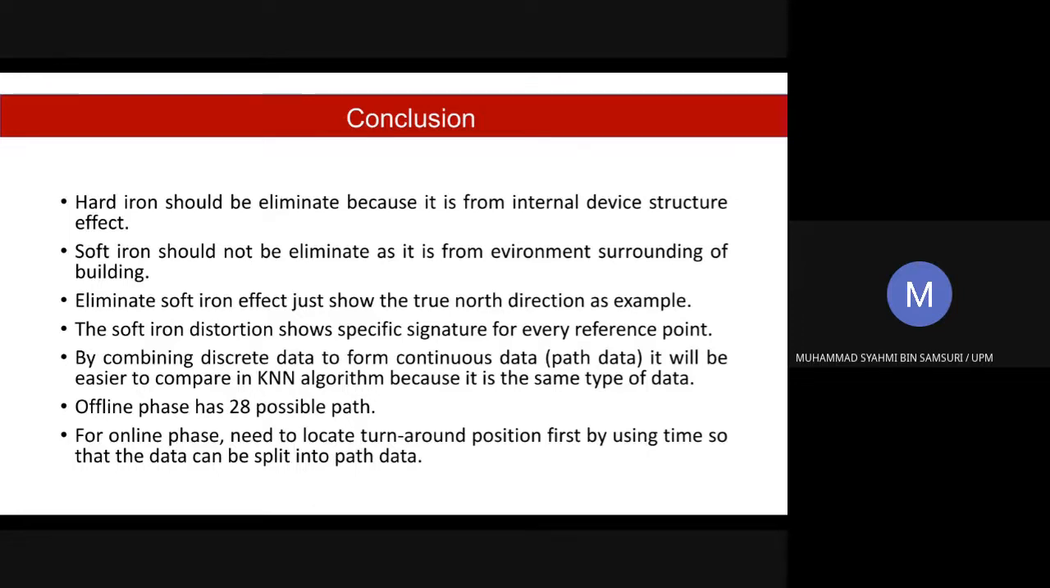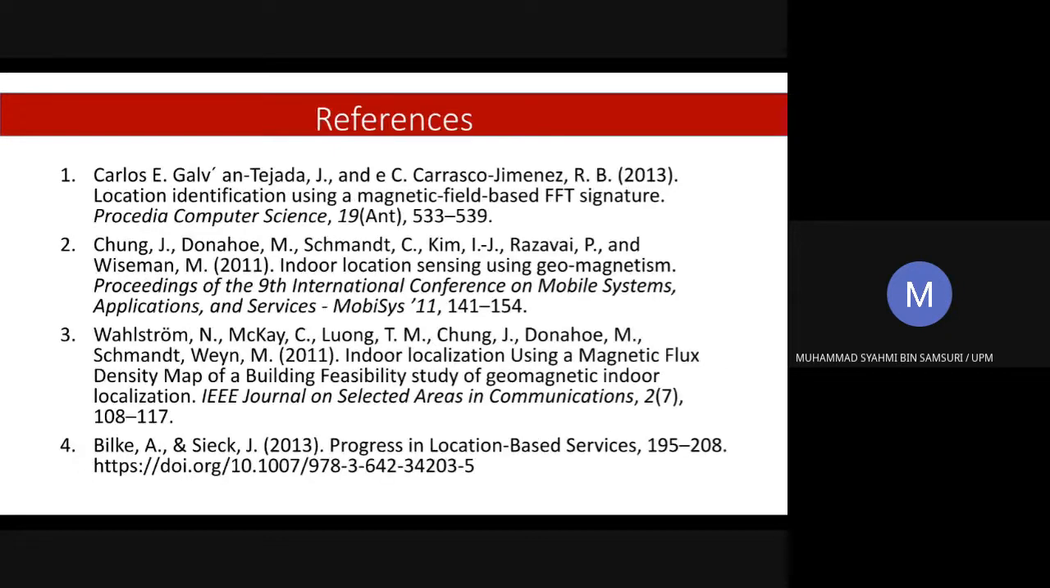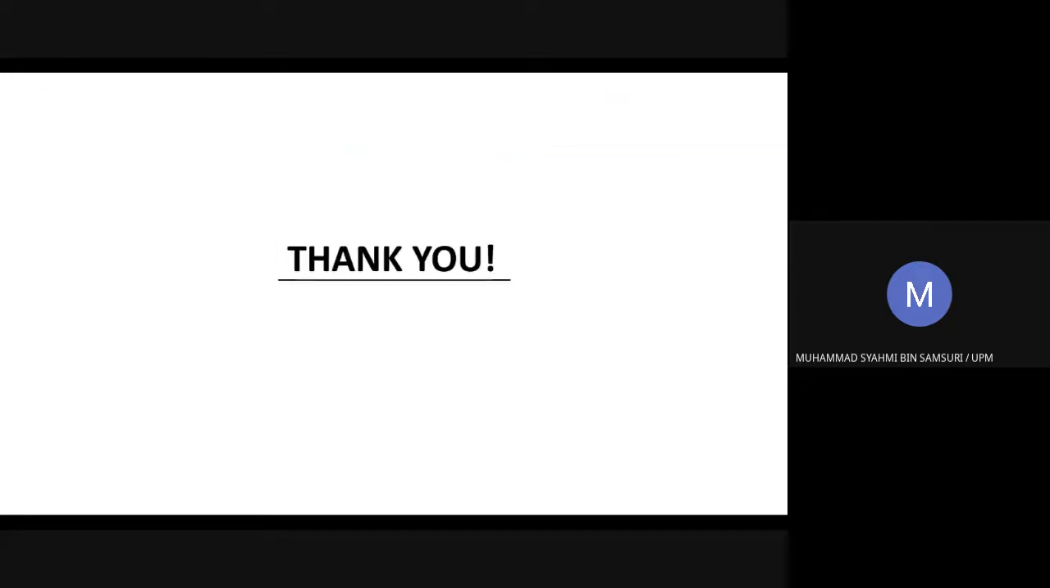By combining discrete data to form a context data, which is a path data, it will be easier to compare in the KNN algorithm because it is the same type of data. So the offline phase has 28 possible data, and for the online phase we need to locate the turnaround position first by using time so that the data can be split into the path data. So this one is reference. Thank you.